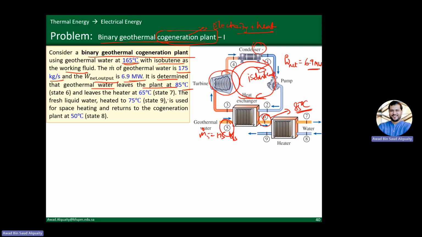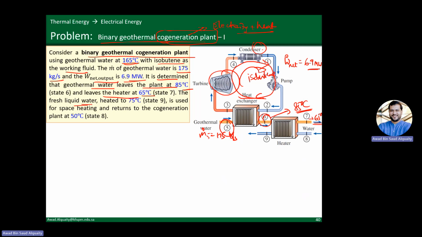So here, instead of dumping this reasonably hot water, reinjecting it back into the ground, we are sending it through another heater. This geothermal water leaves the plant at 85 degrees Celsius and then leaves the heater at 65 degrees Celsius. So it goes through a heater to heat up water, and it leaves the heater at 65 degrees Celsius. That's state 7.